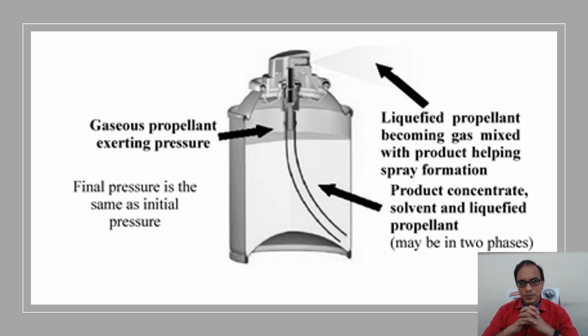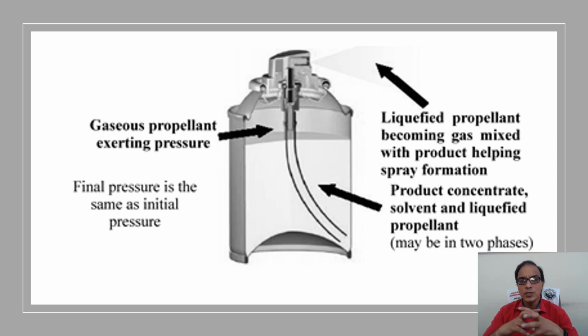Take this example. As you can see, we have shown the vertical section of a pressurized package system, an aerosol. As you can see, the gaseous propellant is exerting the pressure, and here in the case of liquefied propellant, what happens is that the liquefied propellant mixes with the product and it helps in spray formation. The product concentrate, solvent and liquefied propellant may be in two phases here with the product.